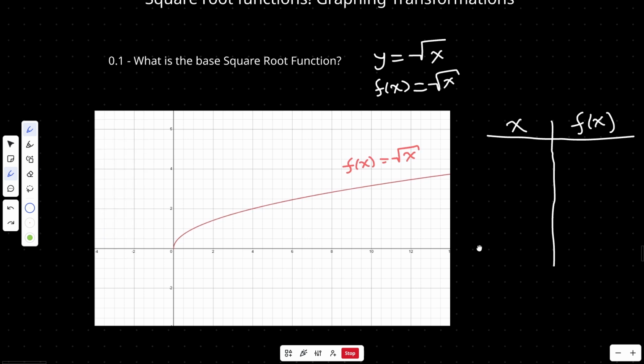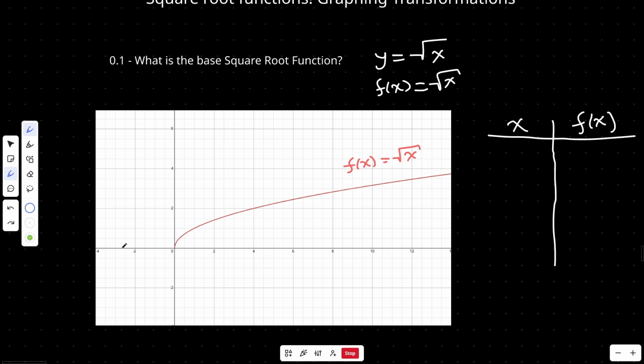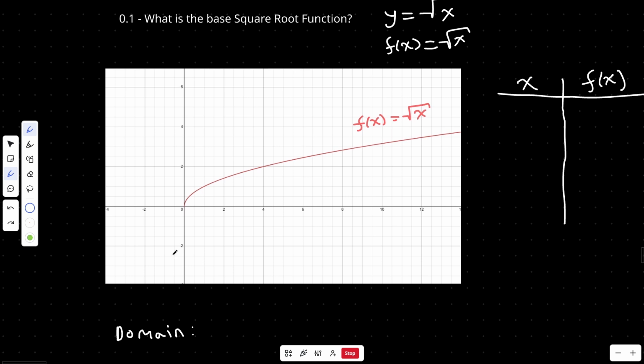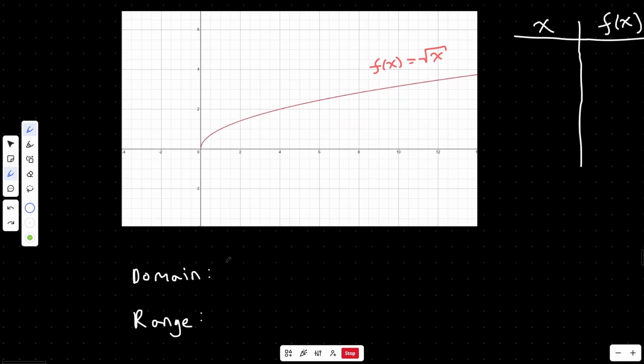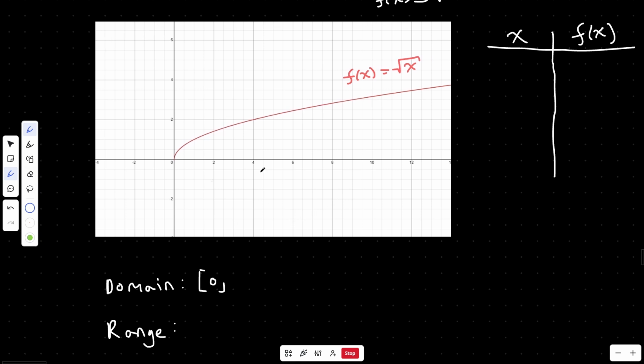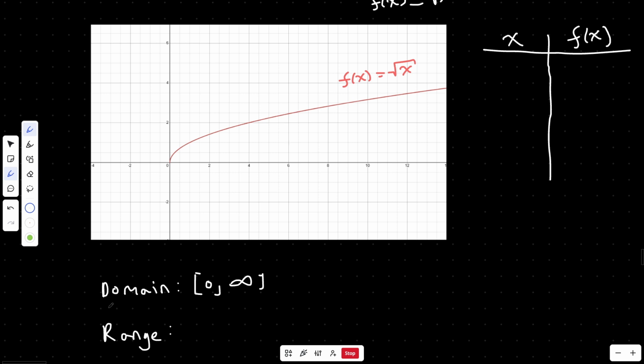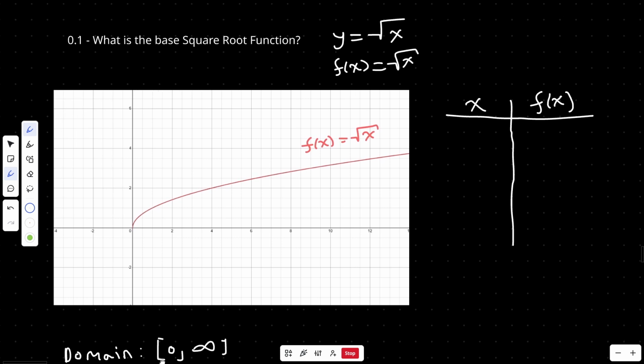So notice here on this base function, there are no negative values. In other words, the domain doesn't go into the negatives. So right off the bat, let's identify the domain and range, and let's start off with the domain first. It looks to me like it starts at 0, and then it keeps going on to infinity. So we can write the domain as 0 to infinity. And this will make more sense a bit later, and I'll include the range later on as well.